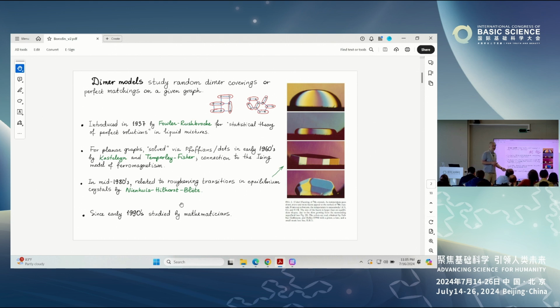And so, as usual, mathematicians were late to the party. Since the late 1990s, mathematicians started to study dimer models from a slightly different perspective than physicists did.